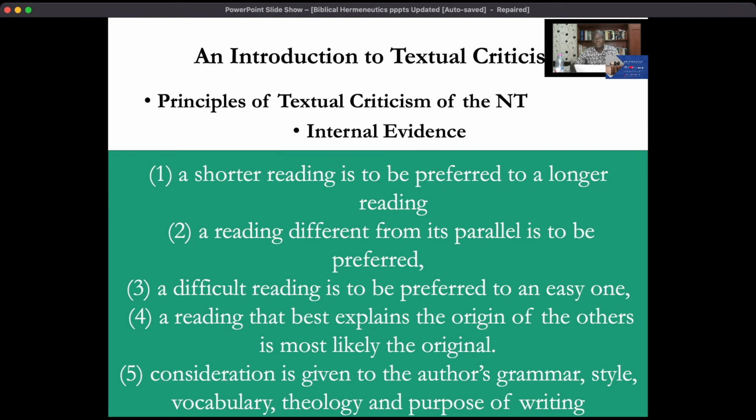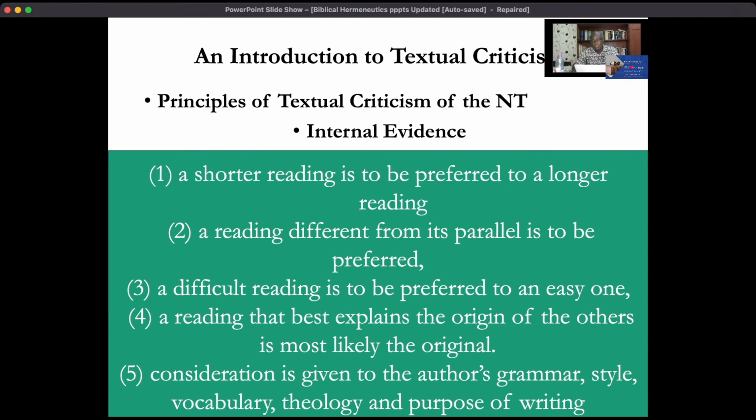A shorter reading is to be preferred to a longer reading because scribes tend to lengthen their rendering. A reading different from its parallel is to be preferred because scribes tend to harmonize the text when they feel that a different reading distorts the flow. So they tend to harmonize the text. And so if you have a different reading from its parallels, that is other readings in the apparatus, you go for the one that is unique. And also a difficult reading is to be preferred to an easy one. Sometimes when scribes see that a particular word will cause a difficulty for the readers, they will tend to replace it with the easy one.